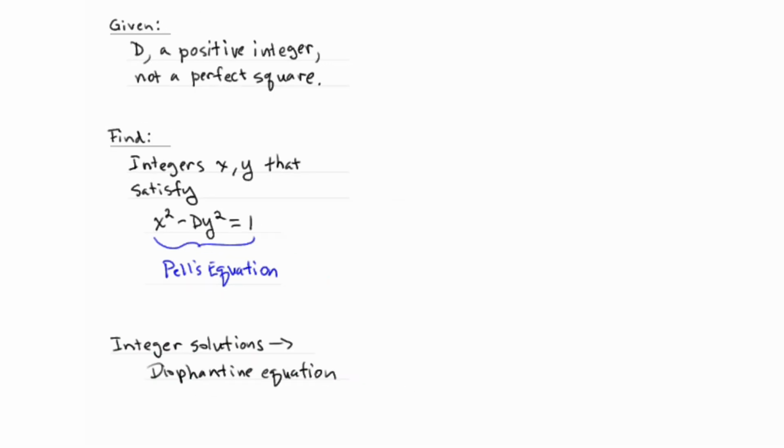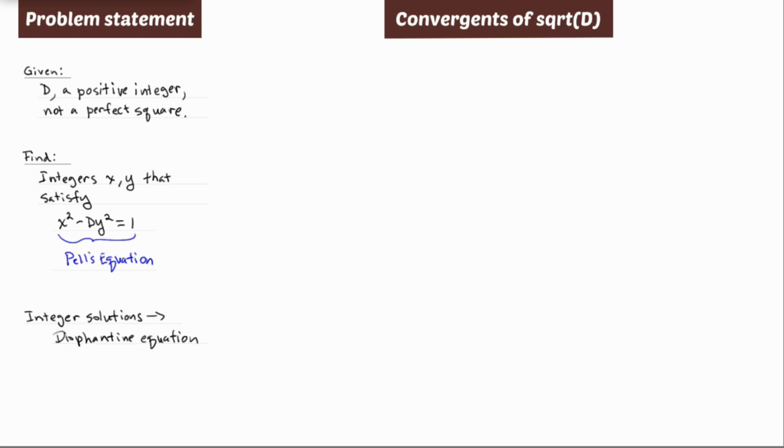That's our problem statement. Now let's look at some convergents of the square roots of some numbers that could be d. We'll do two cases. In the first one, d equals 7. The simple continued fraction of the square root is 2, 1, 1, 1, 4, with all but the 2 repeating. There are 1, 2, 3, 4 terms in the repeating part, so the period is 4.